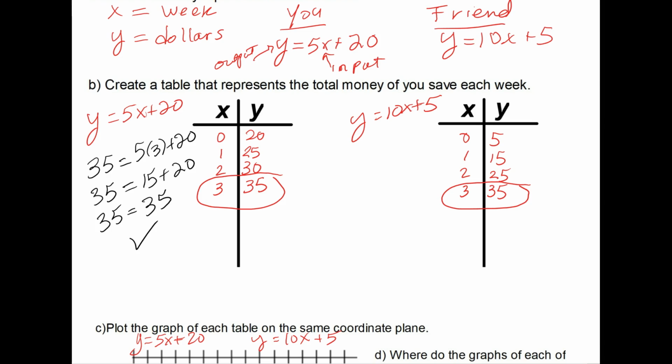When we get to equations, we're going to see it all over again. It's like checking your equation. So we're saying that 35, my output is equal to 10 times my input plus 5. So 35 is equal to 30 plus 5. 35 is equal to 35. Yes, this is going to really let me know.